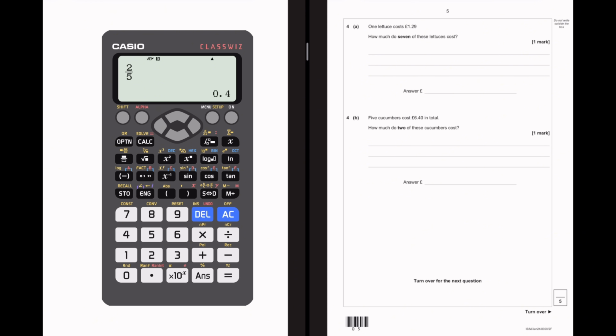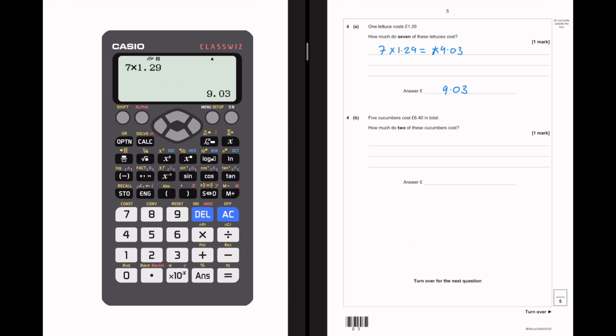4a says 1 lettuce costs £1.29. How much does 7 of these lettuces cost? So 1 lettuce is £1.29, so we need to do 7 times £1.29. And this gives us £9.03.